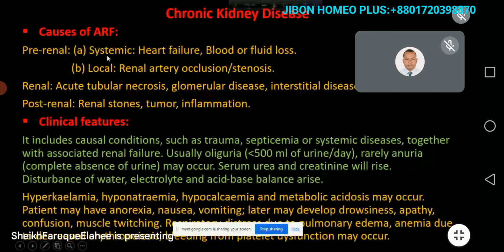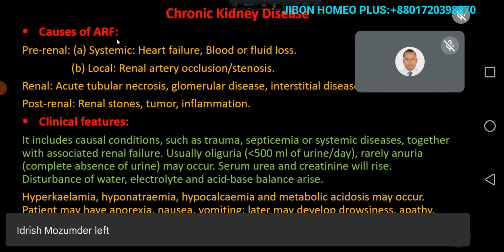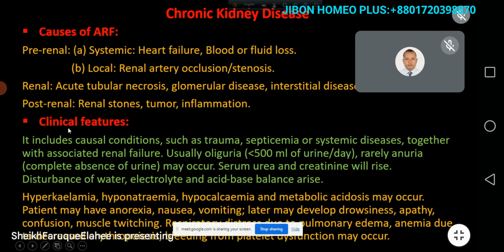So you see, when you treat acute renal failure, you must treat the cause. You must remove the cause. Then only the case will improve. Now, how can you know there is acute renal failure? What are the clinical features? What are the signs and symptoms?